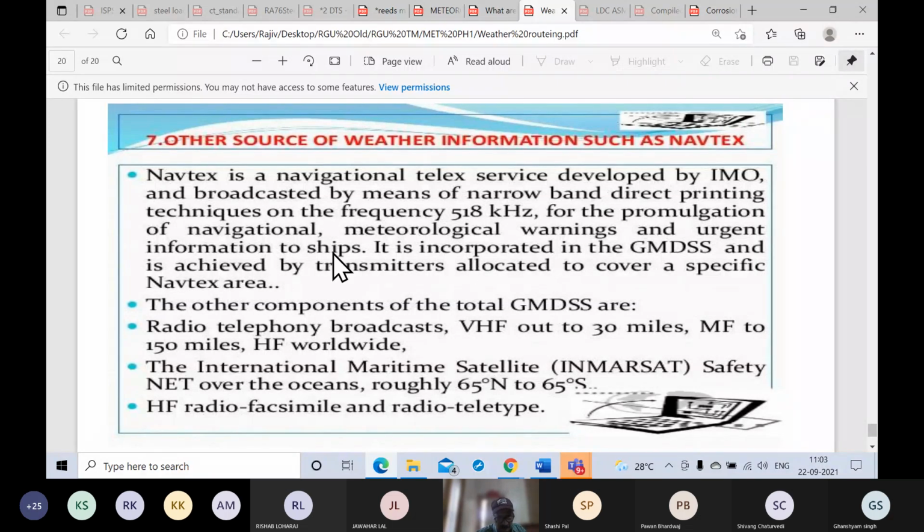This promulgates navigational and meteorological warnings and urgent information to ships. It is a requirement by GMDSS to have this. This also provides aid to navigation as far as meteorology is concerned, because near the coast, NAVTEX is used to promulgate information regarding meteorology. Any abrupt changes in weather, any storm developing, and it has audible alarms which tell you some important messages are coming in.